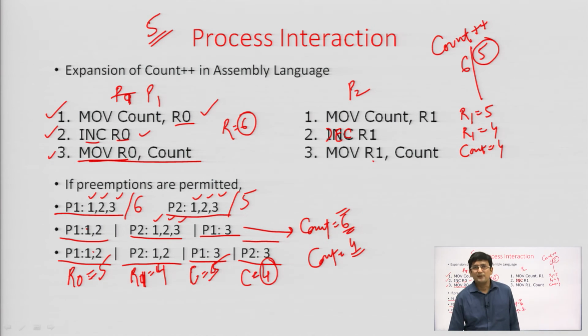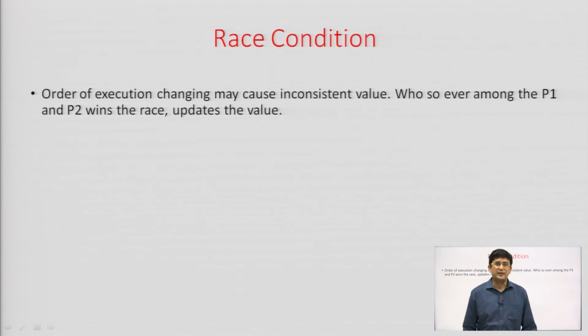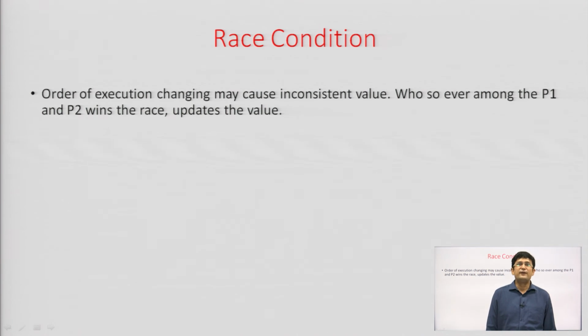So, this is the problem of synchronization. If the preemptions are allowed, then this kind of condition will take place, wherein we may find an inconsistent value. This is also called the race condition, wherein there are two processes trying to access the common resource or common variable, trying to update the common variable. Whosoever wins will be updating the value. So, this is the race condition, a race between the two processes over which process will set the value of the variable.